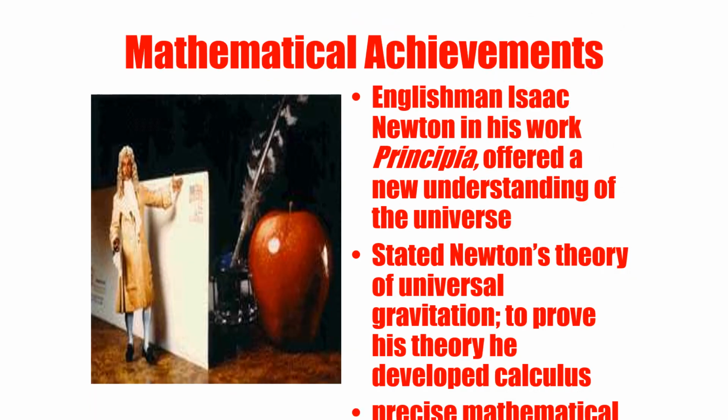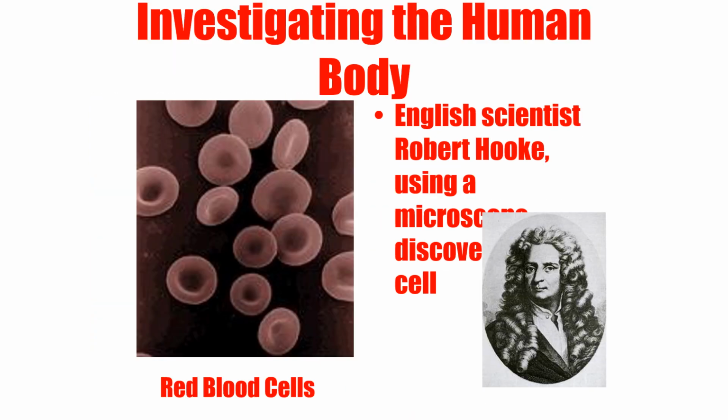For his mathematical achievements, he is going to develop calculus. So any of you who love calculus or are in mathematics, you have Sir Isaac Newton to thank for that. We see developments in red cells. Robert Hooke, through looking into a microscope, is going to discover the first cells and the first red blood cells.